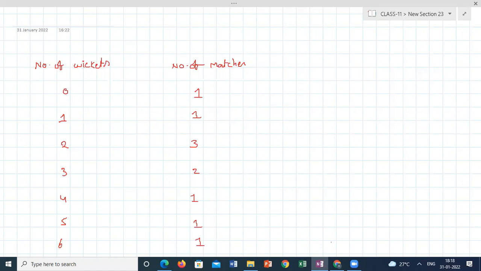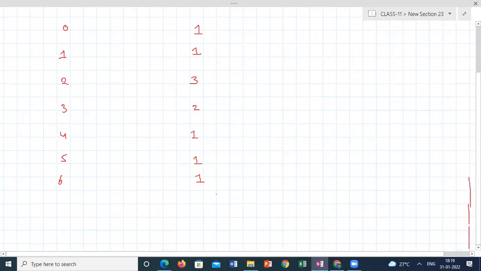So in total how many matches did he play here? 1, 2, 5, 7, 10. So out of 10 matches, this is the statistics of the bowler. Total number of matches is equal to 10. Is it clear what I'm saying?